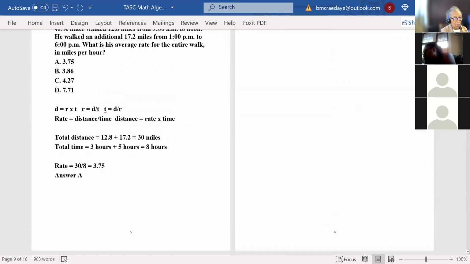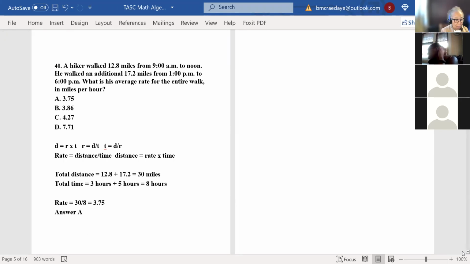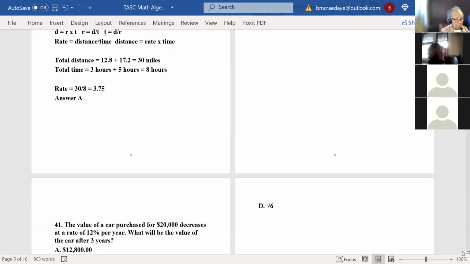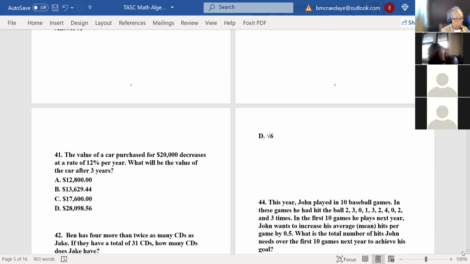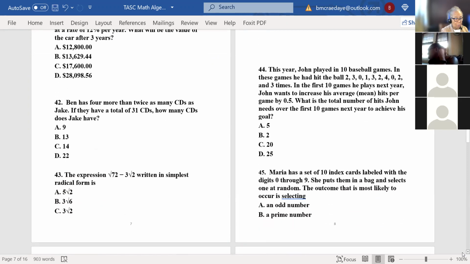Okay, so we stopped at 40. So homework would be 41. Yeah. Okay, 42 and 43. I'll be sending you this sheet, and if you want to continue, it's okay. 41, 42, and 43.